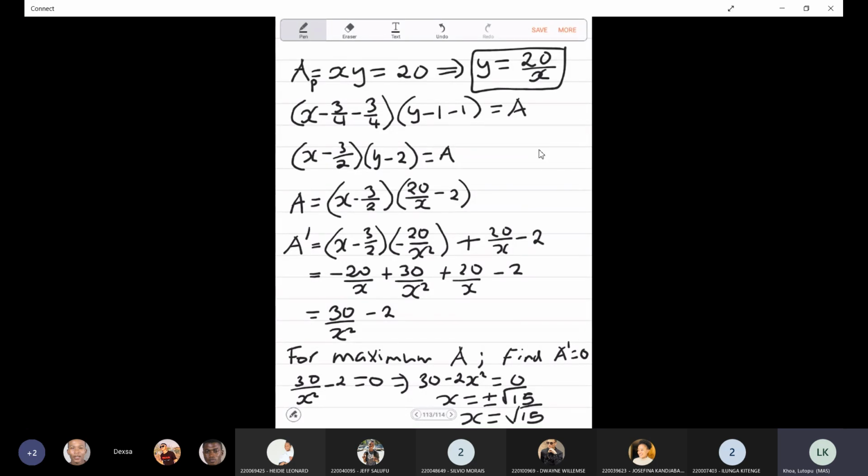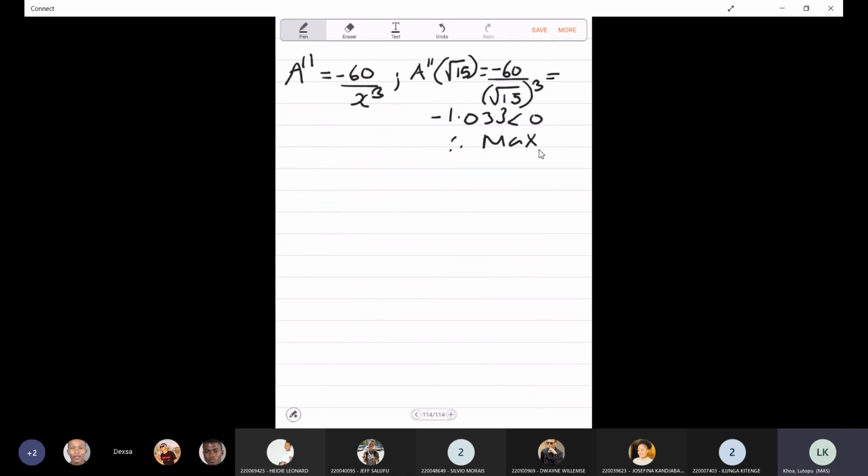Negative 1.033. Okay, so now we want the dimensions of the paper. So we must say it is this length and this height or something like that. And we know that x is equal to square root of 15. So y will be equal to 20 divided by x.